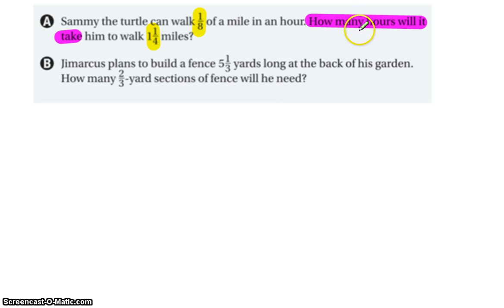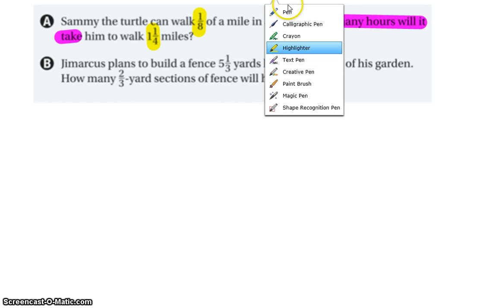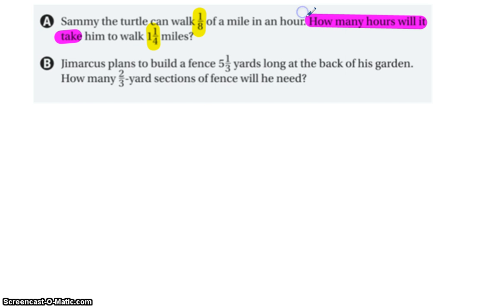Because that question gives me an implication of what type of operation I am doing. Since it simply states how many hours will it take him, how many kind of indicates a subtraction or division. Well, in this case, he's walking 1/8 of a mile per hour, so that's in 1 hour. So in 2 hours, it would be 2/8, in 3 hours, it would be 3/8, so on and so forth. And I'm trying to figure out how long it would take him to walk 1 1/4. So I can solve this using division. In this case, how many is telling me that I need to divide.